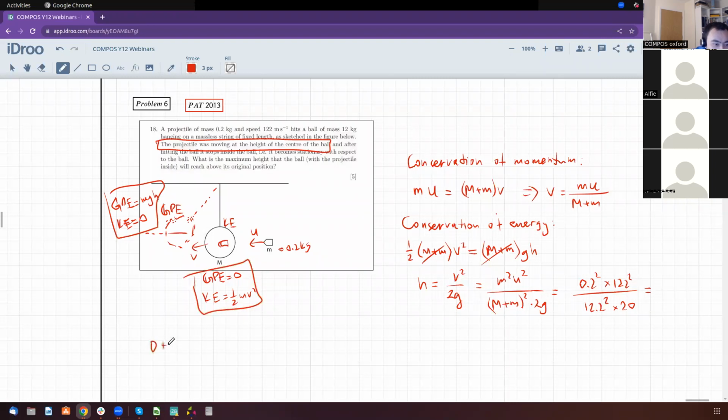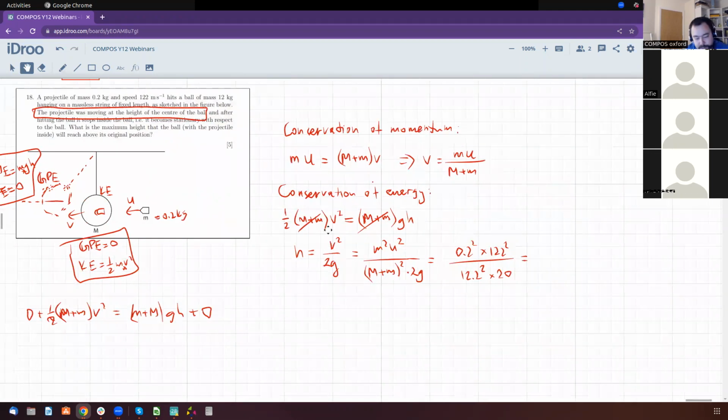So basically 0 plus 1/2, well, and it's not m, it's 1/2 (m plus M) v squared is equal to (m plus M) gh plus 0. Yeah. And 122 squared divided by 12.2 squared times 20. 0.2 meters.